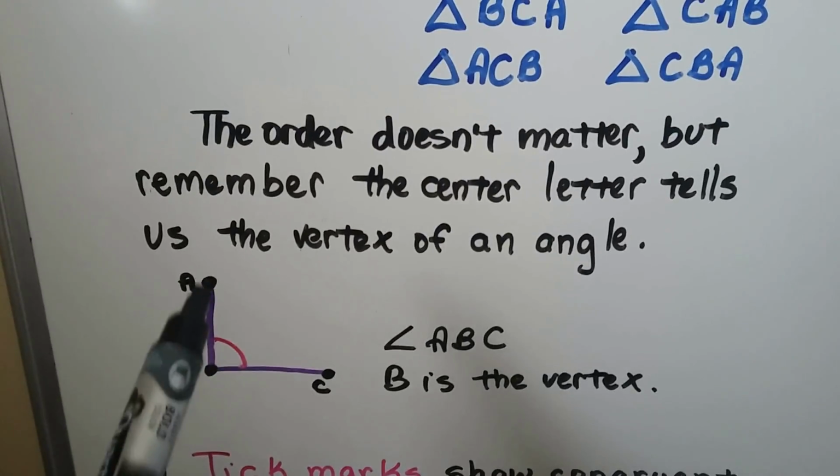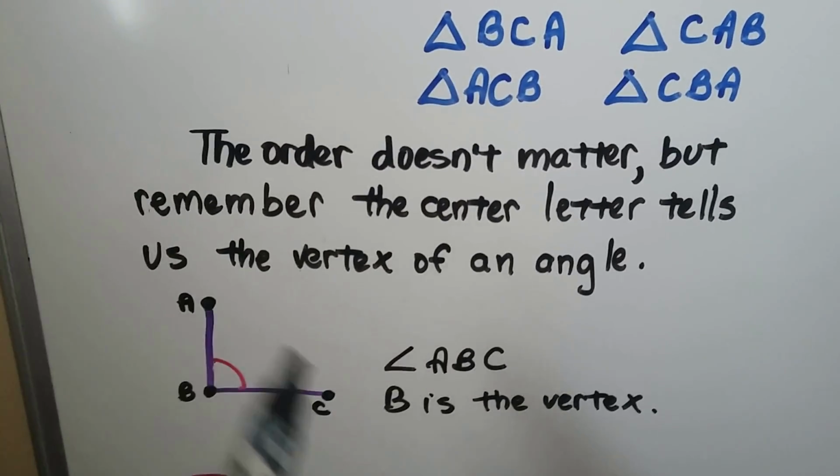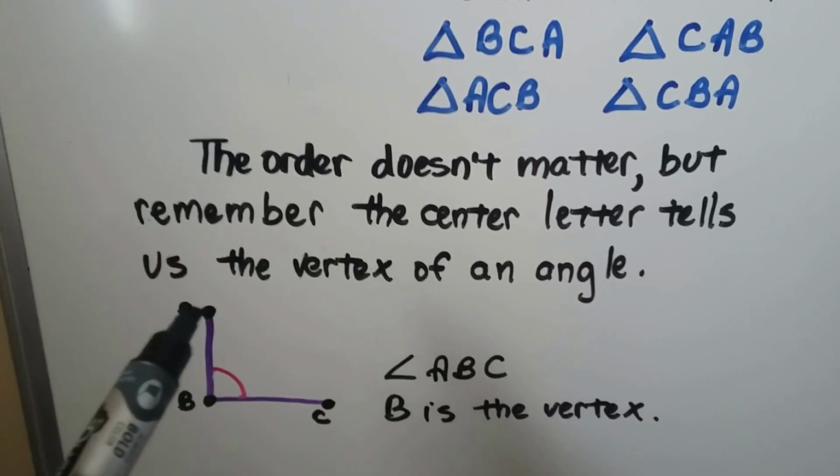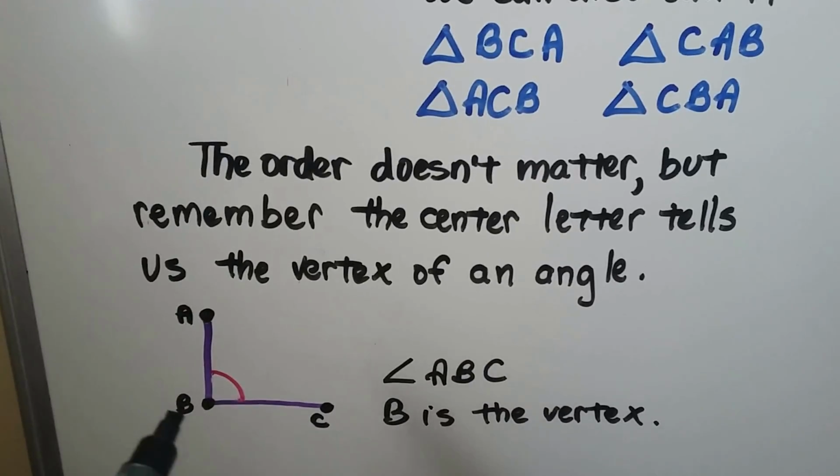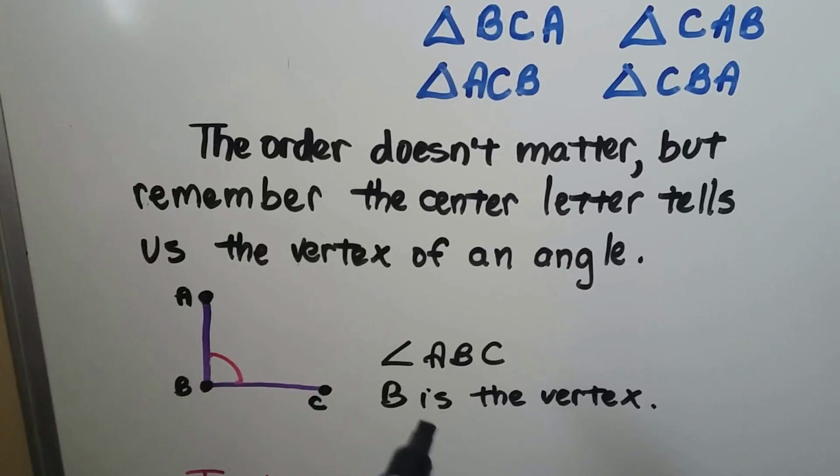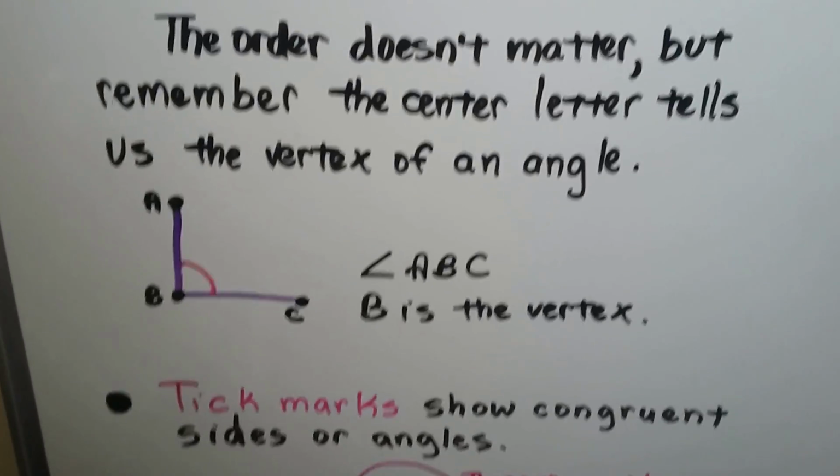So if we just have an angle, see, it's not a triangle, there's no line here. We just have angle ABC. The B is the vertex, so that's in the center, see? So keep that in mind, all right?